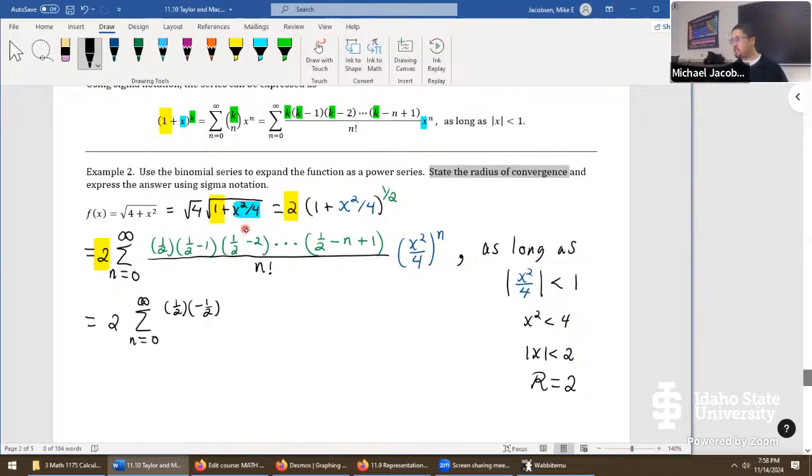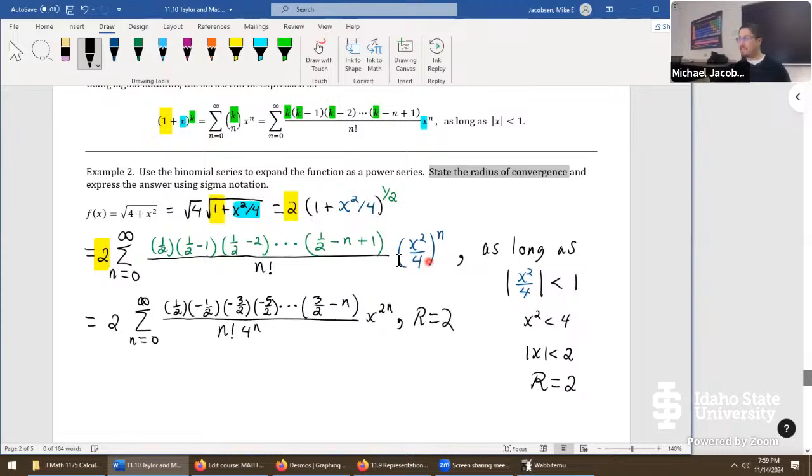1/2 minus 2 would give us -3/2. Then it would be -5/2. So that's the pattern going on in the numerator. Then we have a 1/2 minus n plus 1. That would be 3/2 minus n, all of which is divided by n factorial. Coming from right here, we also have it multiplied by 4 to the power of n, and x to the power 2n.